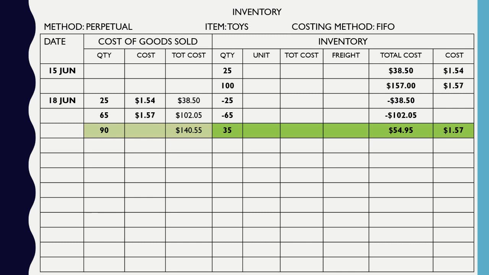Okay. So far, so good. And here we've calculated that we sold 90 items. And here's our grand total for selling those 90 items. Everyone good so far?